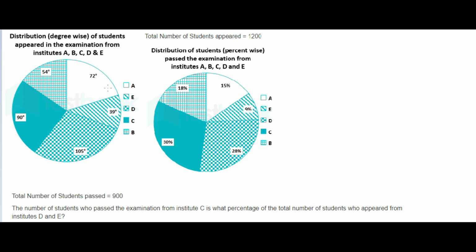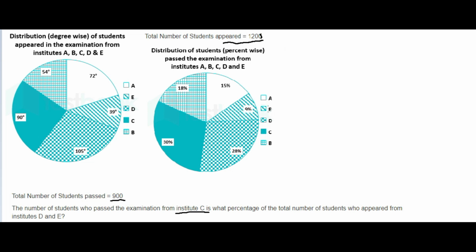Okay, A is a full pure white, and E is a slight slanting triangle, so it's different. Okay, so listen to me. The total number of students who got a pass mark is 900, and the total number of students who appeared is 1200. Okay, 1200 is the total appearance. And what the question means is the number of students who got a pass mark in the examination from Institute C.